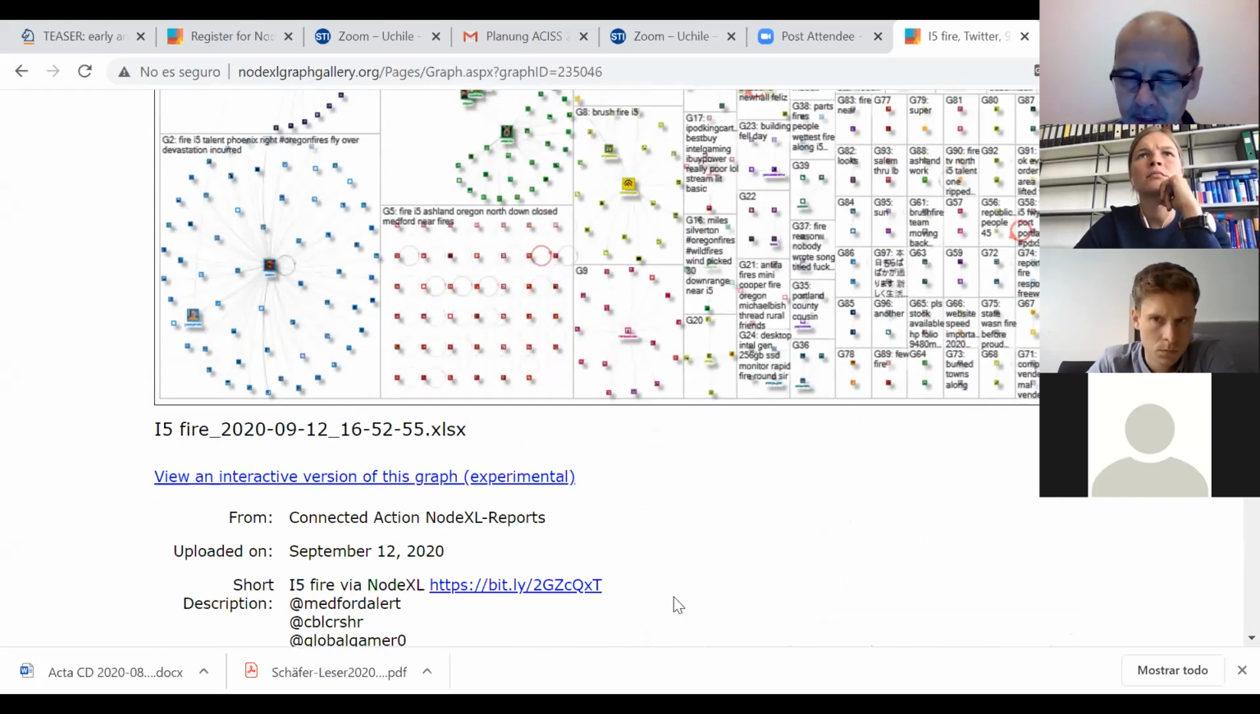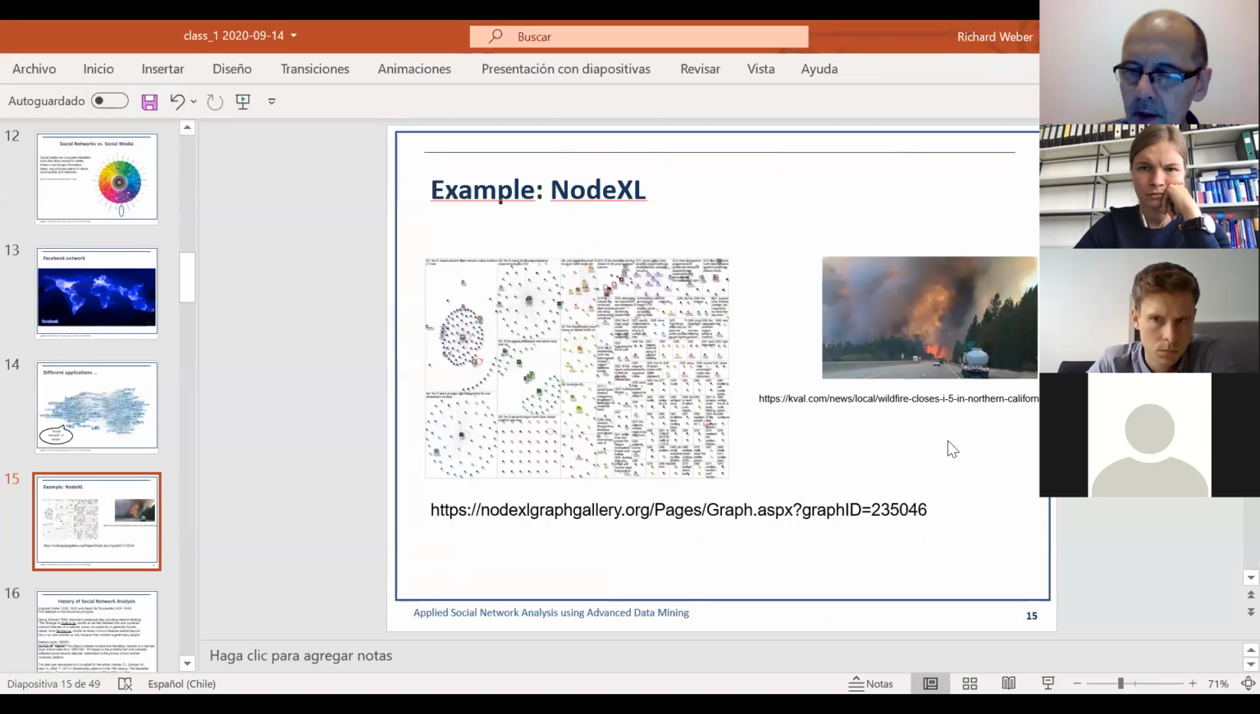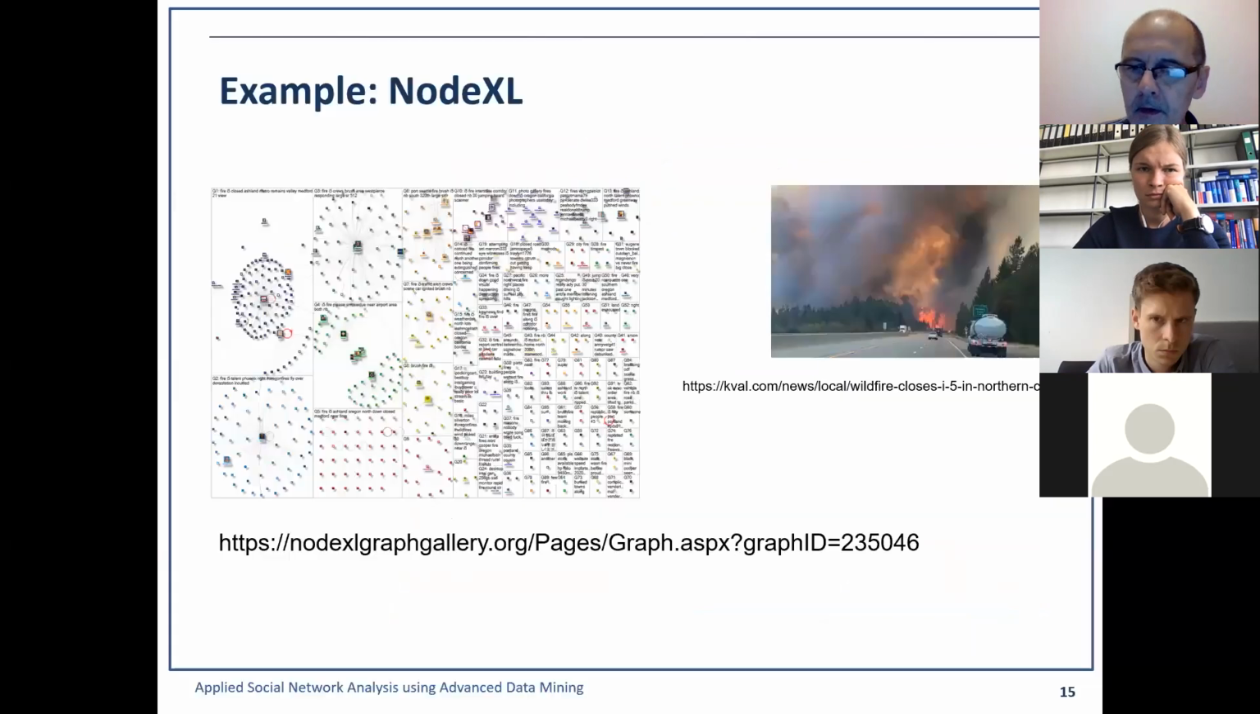Okay, so I just want to mention this case. Let's go back to the PowerPoint presentation, which we have here. So we saw the web page, community detection in this case, and that's a picture of the fire on the I-5, Interstate 5 highway in Oregon.